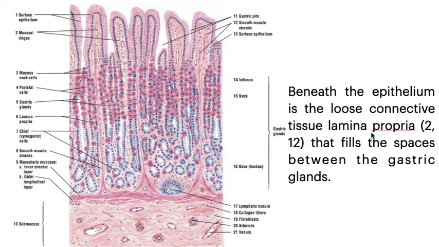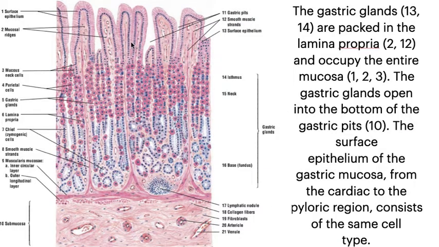Now, beneath the epithelium, this is your loose connective tissue containing the lamina propria. Also, it contains certain threads of the muscularis mucosae. Right. So the gastric glands. So this is the lamina propria. This is the entire lamina propria. Please see this entire part is the mucosa.